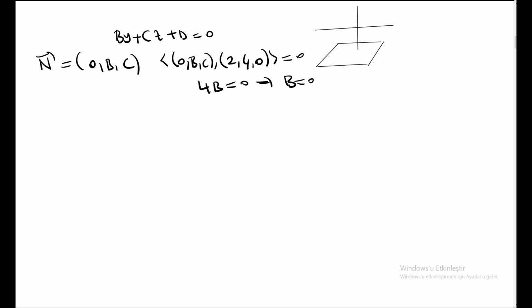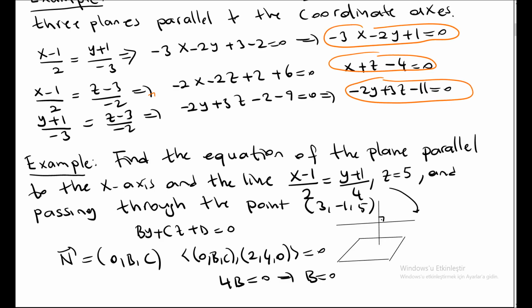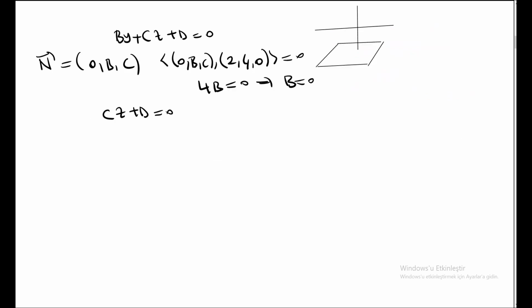Okay. Now, our equation will be C times Z plus D equals 0. So this is our plane. But we have another piece of information here. It is passing through (3, -1, 5). So it means you have 5 times C plus D equals 0. So if you write this one, C over D equals negative 1 over 5, right?